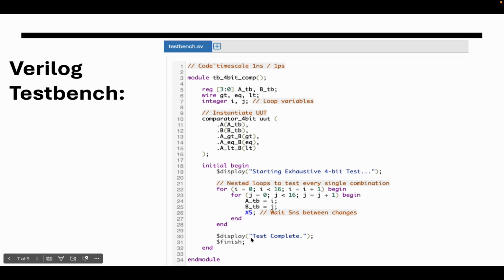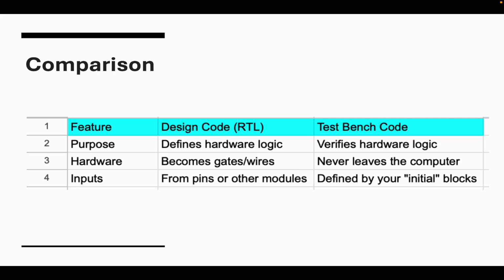After I have finished, when the i and j variables reach 16, this loop will finish. So I'll display test as completed and finish it. End module. In the next lecture, we are also going to discuss these kinds of display statements, such as dollar monitor.